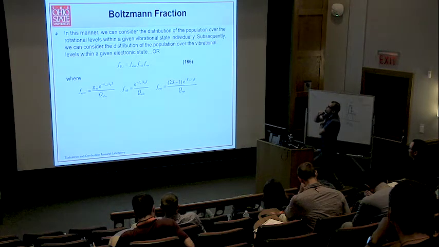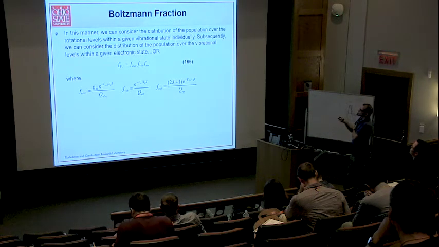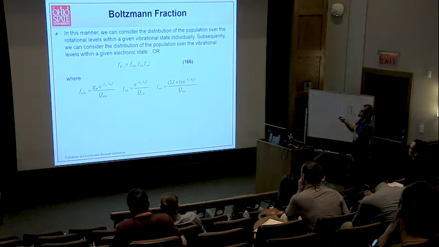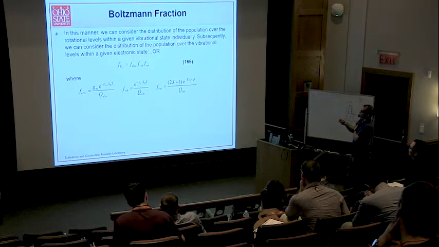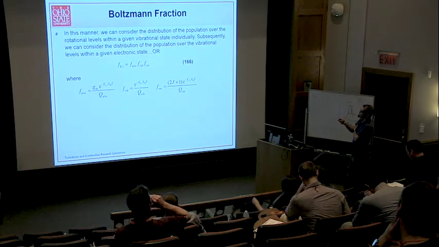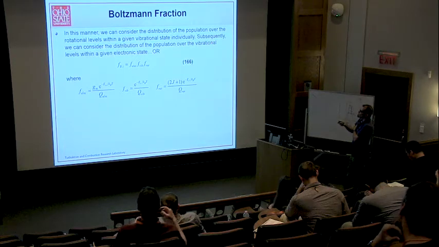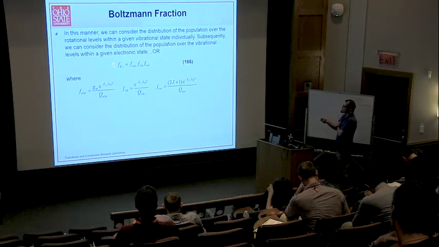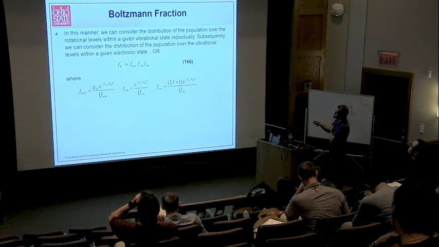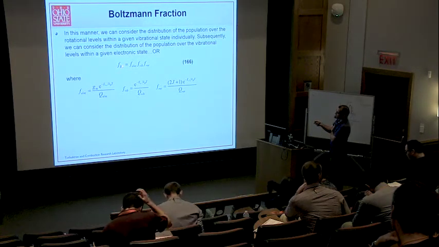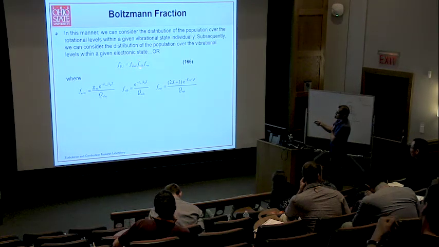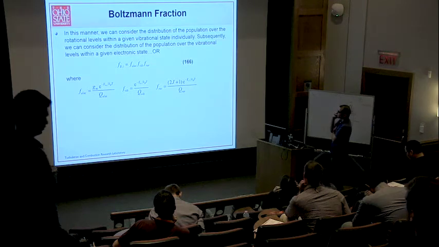So what we can do is say that the distribution of the population of all rotational levels within a given vibrational state, we can consider those individually. So again, we'll look at all the rotational levels within a given vibrational state. Then we can look at all the different vibrational states within an electronic state. Or we can just say that our fraction in the ith state is equal to the product of the fraction that's in any given electronic state, any given vibrational state, and any given rotational state.